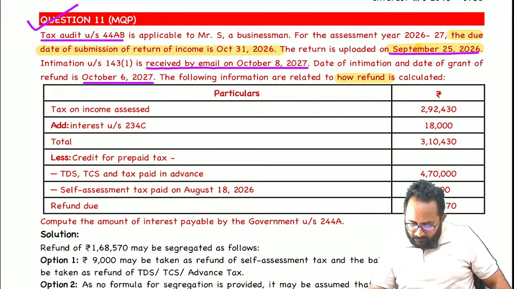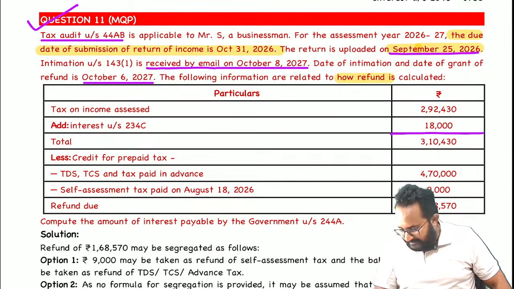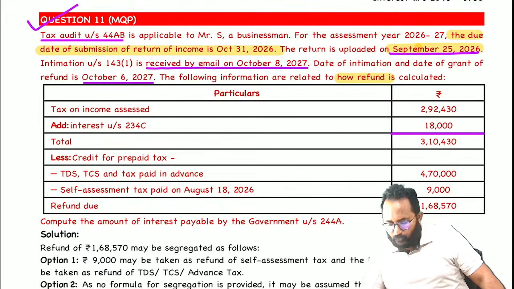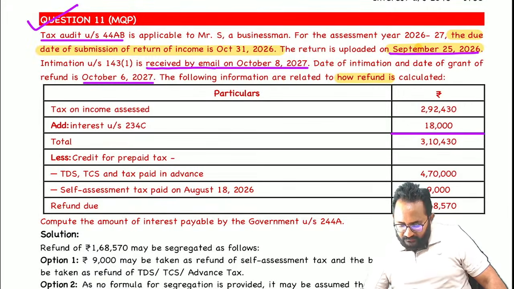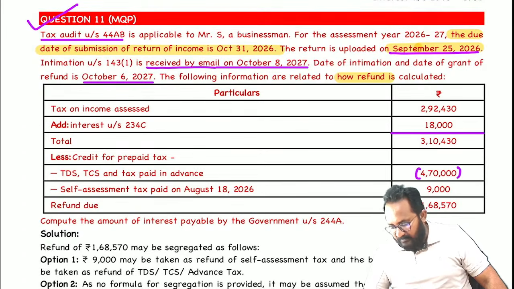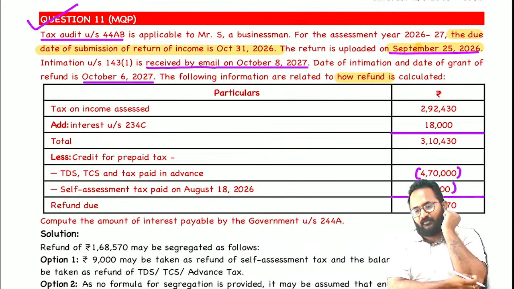Income-related tax, interest under section 234C they added. What you are going to pay is 3,10,430. But TDS, TCS or advance tax is there, self-assessment tax is there. Finally, how much refund did you get? 1,68,570 you got.